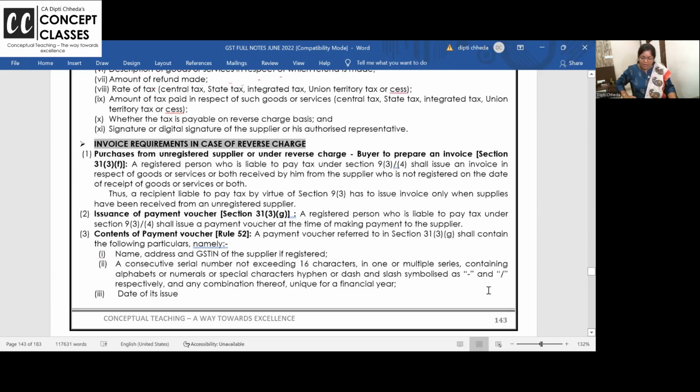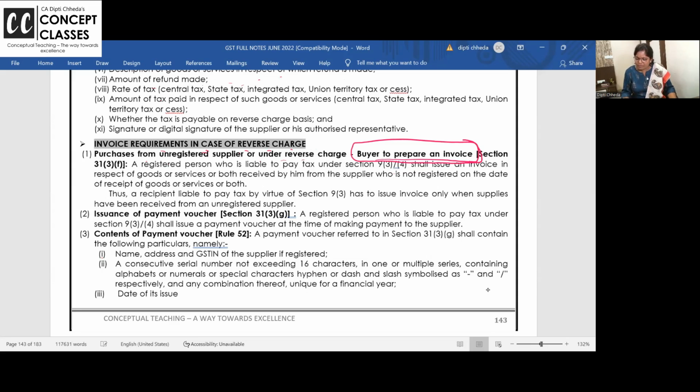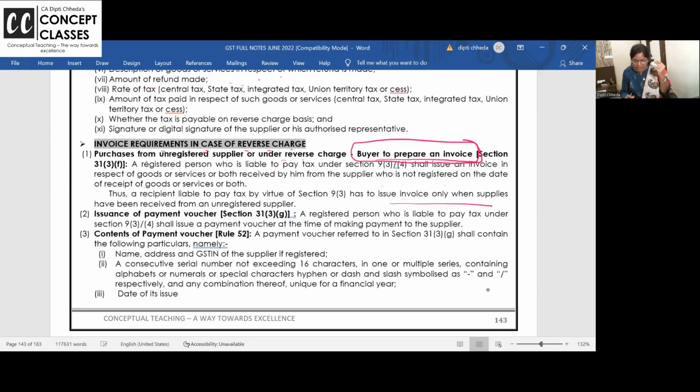Clear? In case of reverse charge mechanism, who will issue the invoice? The buyer. Purchase from an unregistered supplier under RCM, the buyer prepares the invoice, put it in the block. A registered person who is liable to pay tax under section 9(3) or 9(4) shall issue an invoice in respect of goods or services or both received by him from a supplier who is not registered, on the date of receipt of goods or services or both. Thus, the recipient is liable to pay the tax, and the recipient will issue the invoice only if the supplier is unregistered.